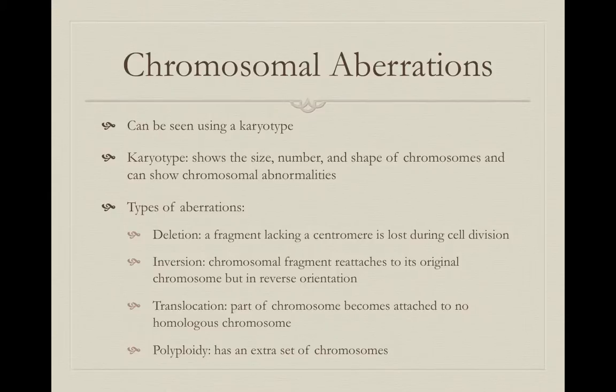So these are 4 different types of aberrations. We have deletion, which is when a fragment lacking a centromere is lost during cell division. Inversion is when a chromosomal fragment reattaches to its original chromosome, but in a reverse orientation. Translocation is when a part of a chromosome becomes attached to non-homologous chromosomes. And polyploidy is when we have an extra set of chromosomes.